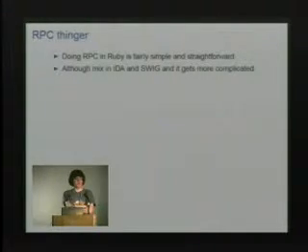Doing the RPC part in Ruby is fairly simple because it's a dynamically typed language and it has built-in marshalling and stuff like that. So you can just say, okay, I have this object, now I want a string representation of it, and I'm going to send it over the network and then unmarshal it on the other end. Although when you mix in the Swig objects, it gets a lot more interesting.